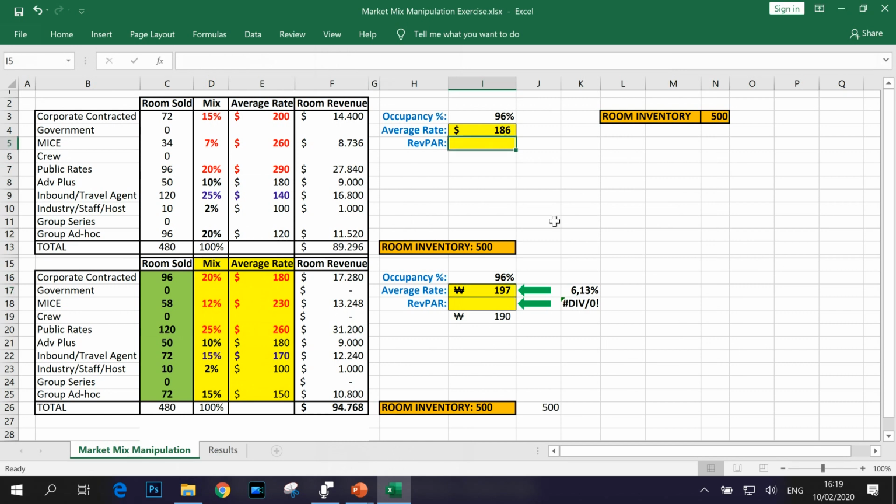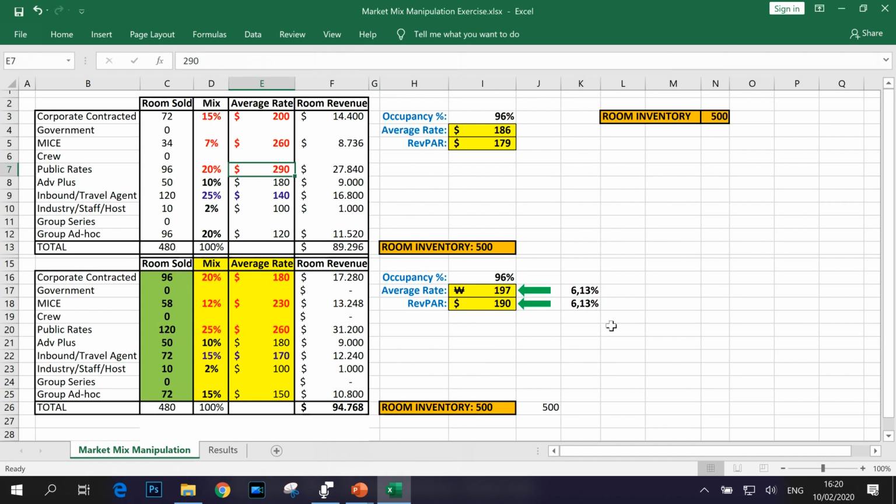RevPAR is also different, because RevPAR equals revenue per available room, which is 500. RevPAR used to be 179. Now our new RevPAR should be 94,768 divided by 500 available rooms. Yes, so our new RevPAR is 190. From this exercise, we can easily see that our average rate and also room revenue RevPAR is increased by 6.13% without increasing any average rate of a major segment.